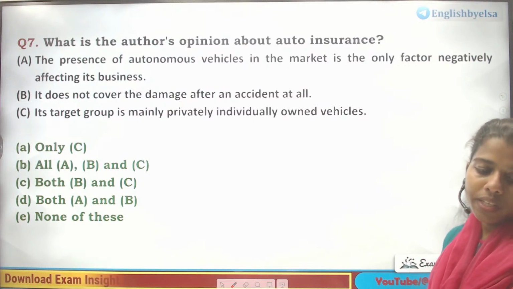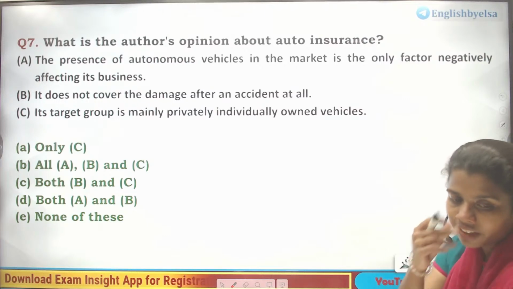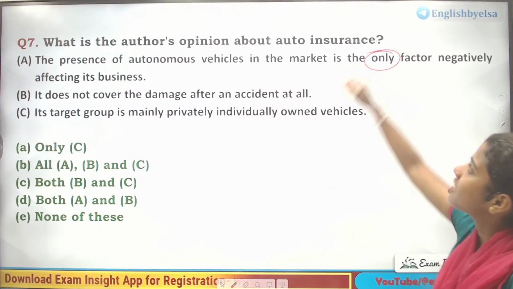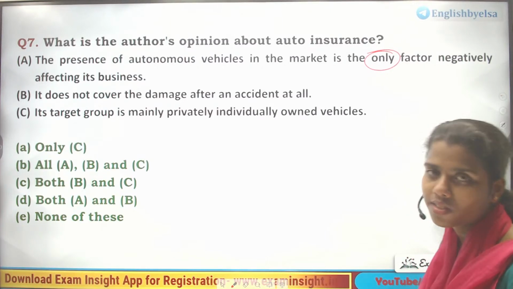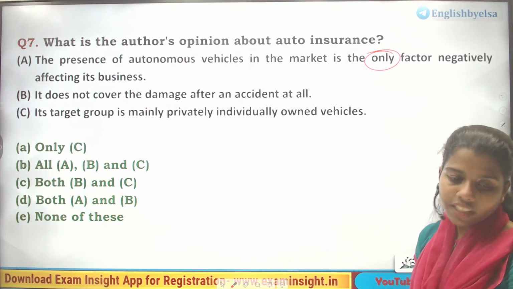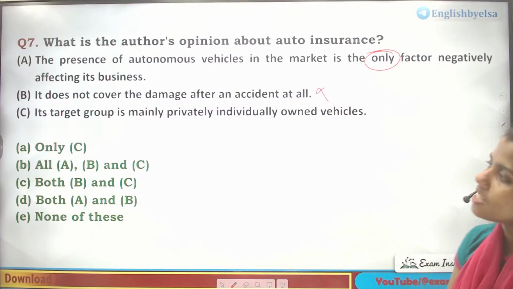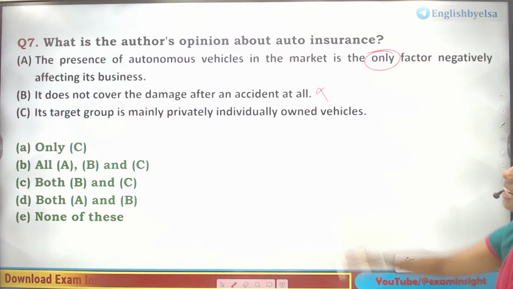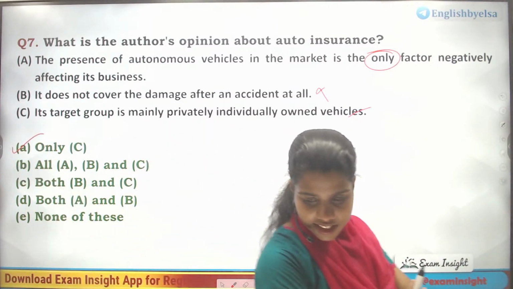Okay, which is this one? The presence of autonomous vehicles in the market is the only factor negatively affecting C. Whenever you see such words, "is the only factor" should never be the answer. It does not cover the damage after an accident at all. No. Its target group is mainly private. Yes. That means only C is the correct answer for question 7. Is that correct?